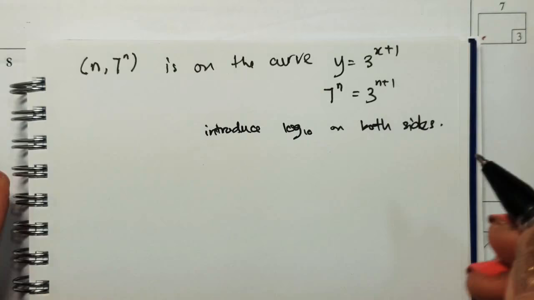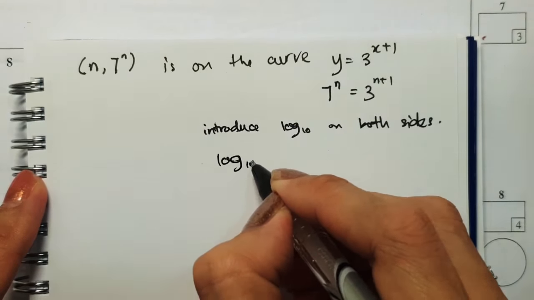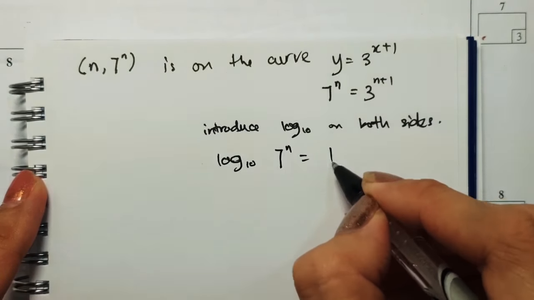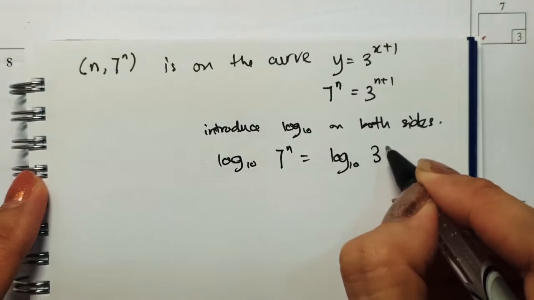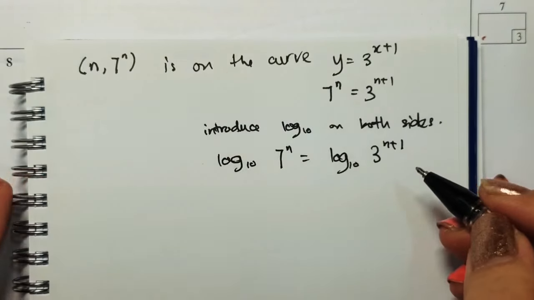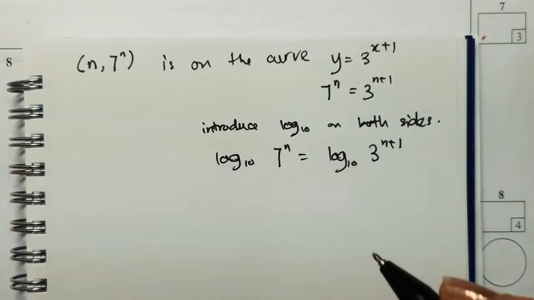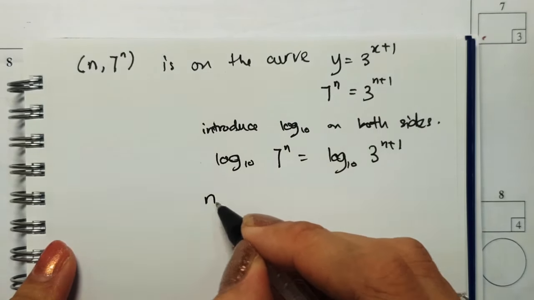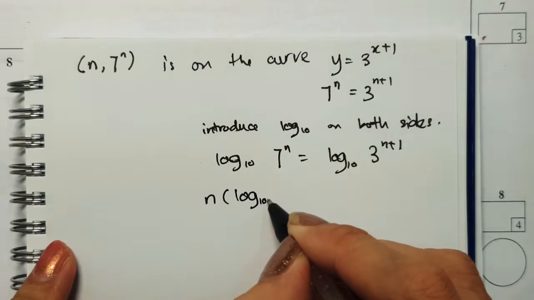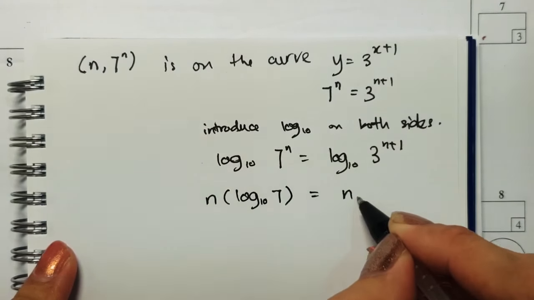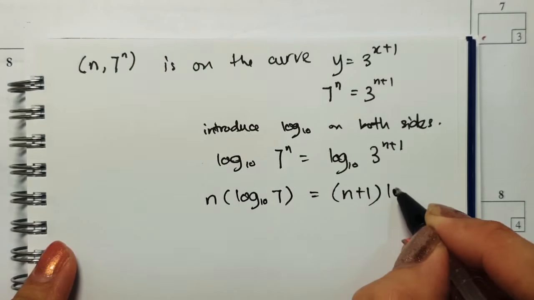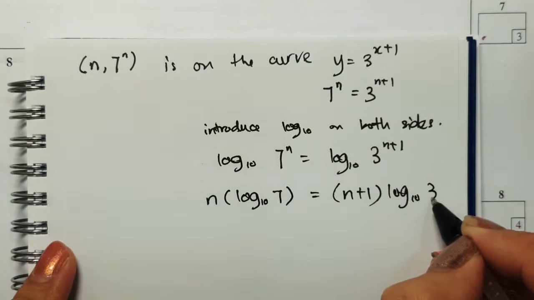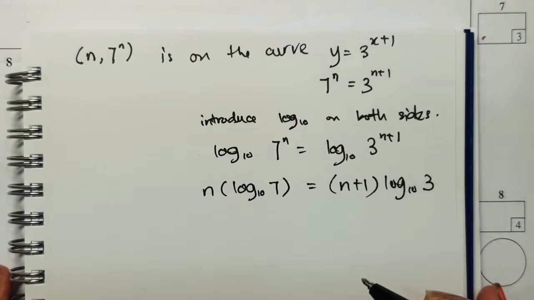Okay, so we will have log base 10 of 7^n equals log base 10 of 3^(n+1). According to the law of logarithm, we can bring down the power to the front. So we will have n log base 10 of 7 equals (n+1) log base 10 of 3. And then we use the calculator to find what is log base 10 of 7.